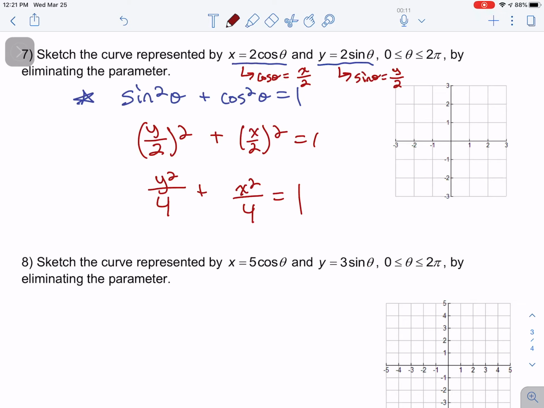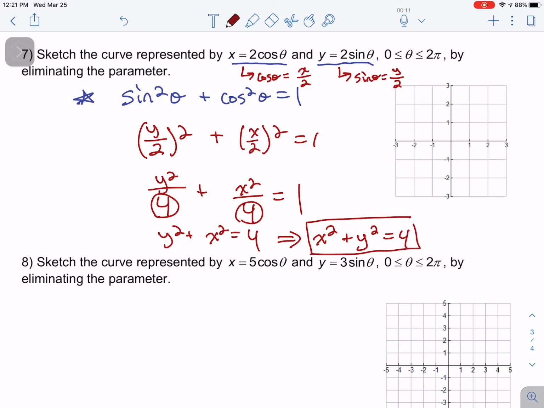This is actually an equation of a circle because these numbers are the same on the bottom here. So I'm going to multiply everything by 4 and I get y squared plus x squared equals 4. We usually like to put x's in front. It's because we're math people, it's what we do. So there is your equation, and this is an equation of a circle with a radius of, not 4, but 2. Okay, so it's going to be a circle.